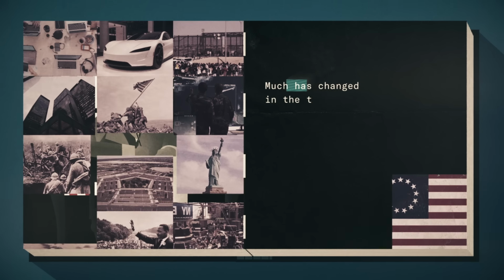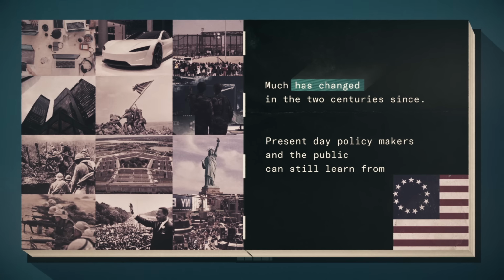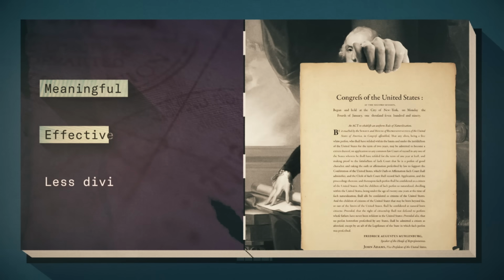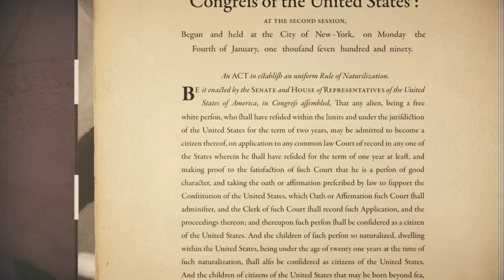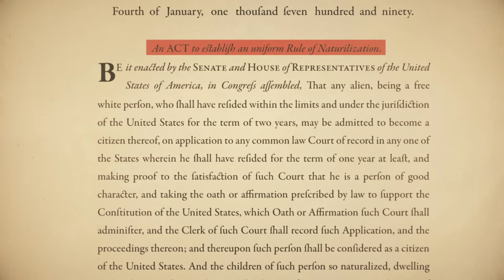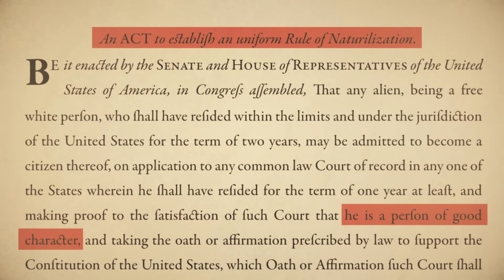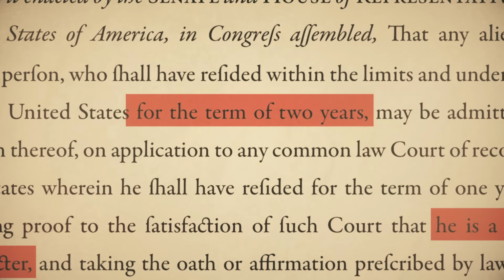Much has changed in the 2 centuries since, but present-day policymakers and the public can still learn from its simplicity to create meaningful, effective, and less politically divisive reforms, benefiting both immigrants and the nation. The Naturalization Act of 1790 was a mere 2 pages, describing the ideal migrant as a person of good character who must live in the United States for 2 years to be eligible for citizenship.